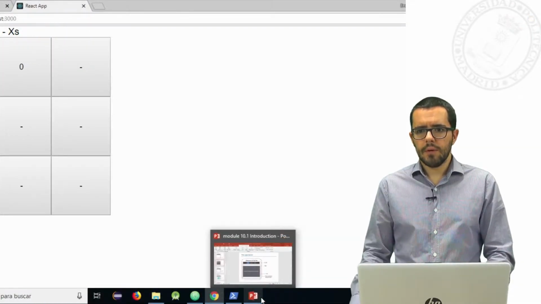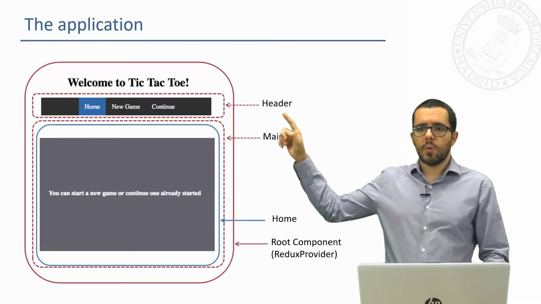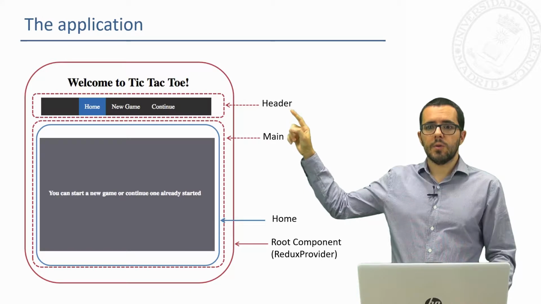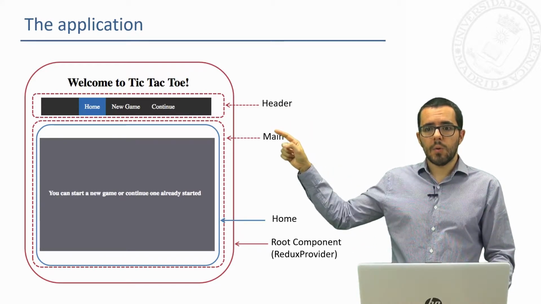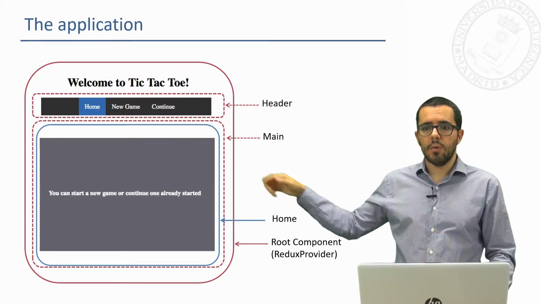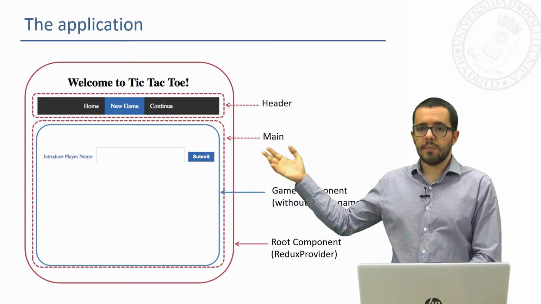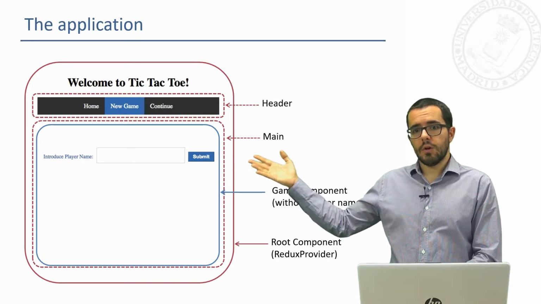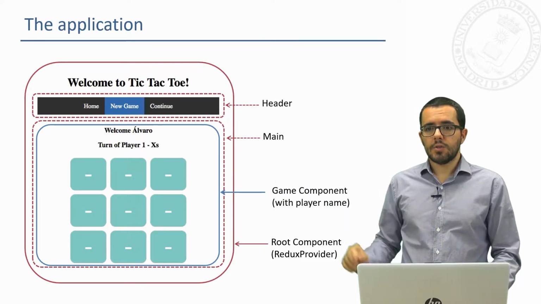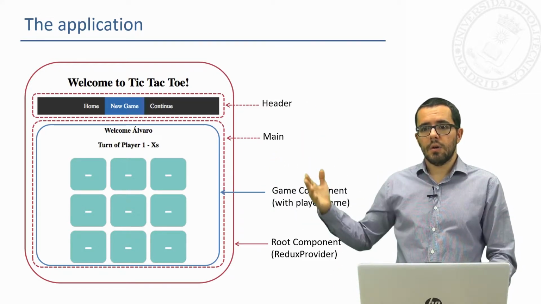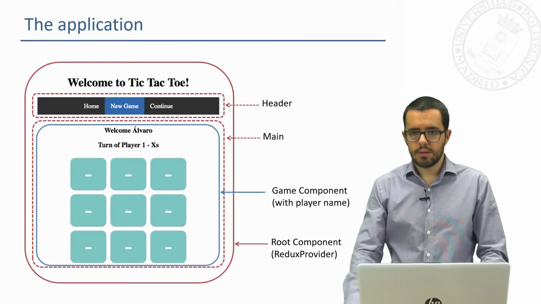Okay, remember that the application that we want to build is this one, where we have now a header where the user can click on the different routes or the different links, and a main component that will render either a home, a very simple component with just a message, or the game that will have either a form or the tic-tac-toe game. So now we are going to structure our application to have a header and a main component. Let's do it.